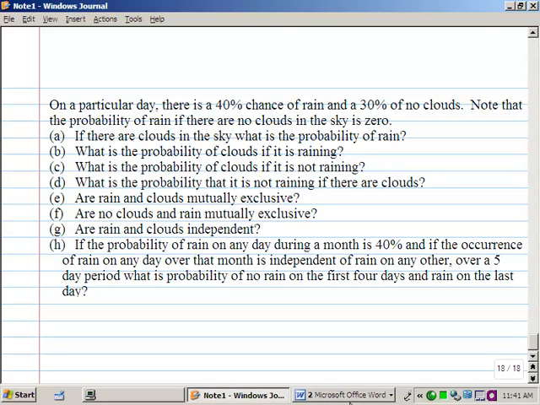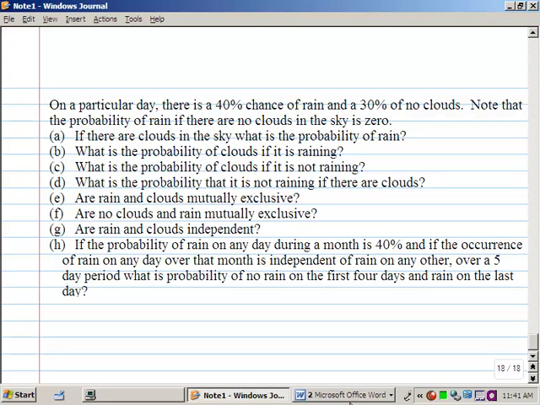Alright, now let's look at this problem. This problem now involves all words, no events A and B. So we're going to have to figure out what events A and B are. On a particular day there is a 40% chance of rain and a 30% chance of no clouds.